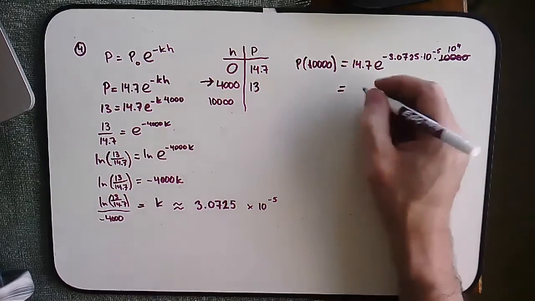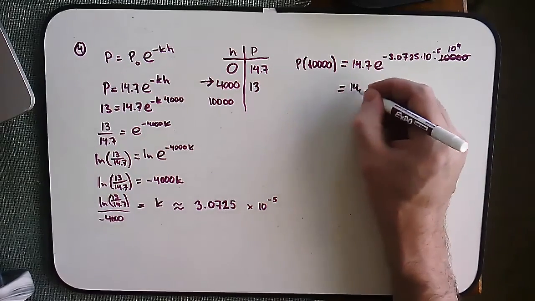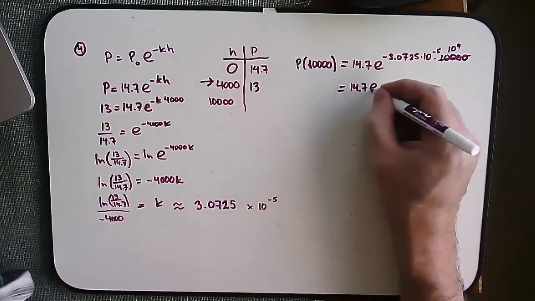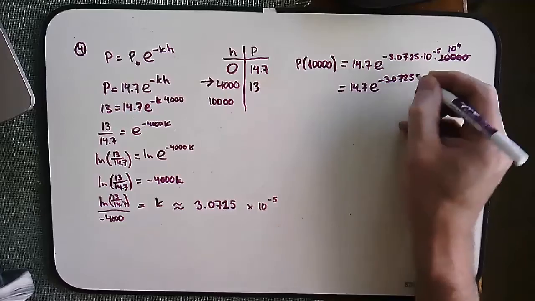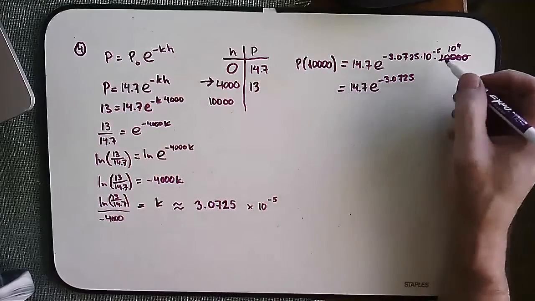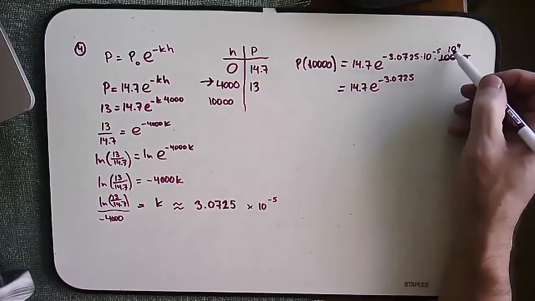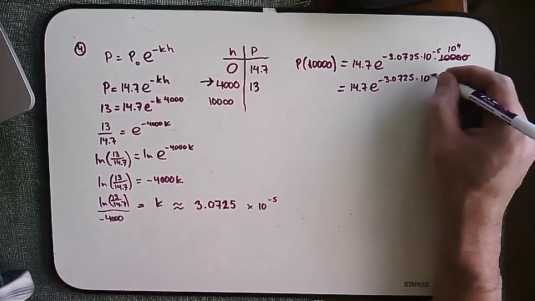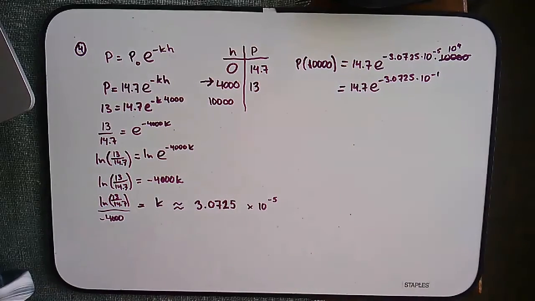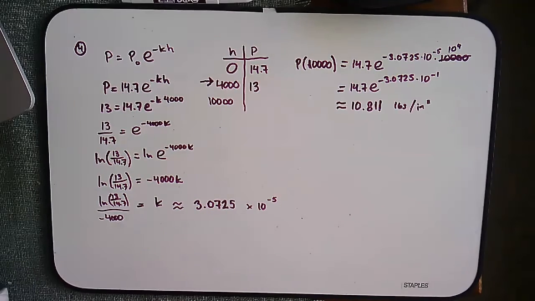We get some nice cancellation here for our expression. So if we want to write this in its exact form, 14.7 times e to the negative 3.0725, I suppose that's rounded at this point anyway, and then multiplying by 10 to the negative fifth and 10 to the fourth, those will cancel to just a factor of 10 to the negative first power. And so again, I'll pause, do that calculation, bring it back, and we'll be done with the problem. Okay, Wolfram Alpha has informed me that this quantity is about 10.811 pounds per square inch.